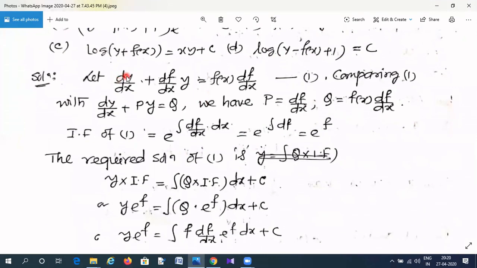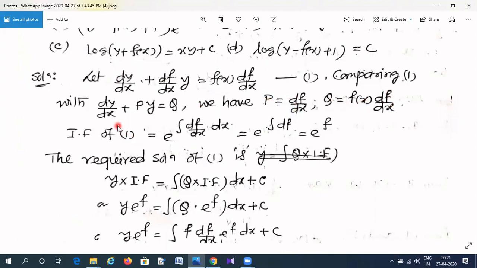So the given equation is dy/dx plus (df/dx) y is equal to f(x) into df/dx. We are numbering it as 1. If we compare this equation 1 with our general equation of linear first degree, compare the coefficients of y, so you'll get that p is equal to df/dx, and q will be f(x) into df/dx.